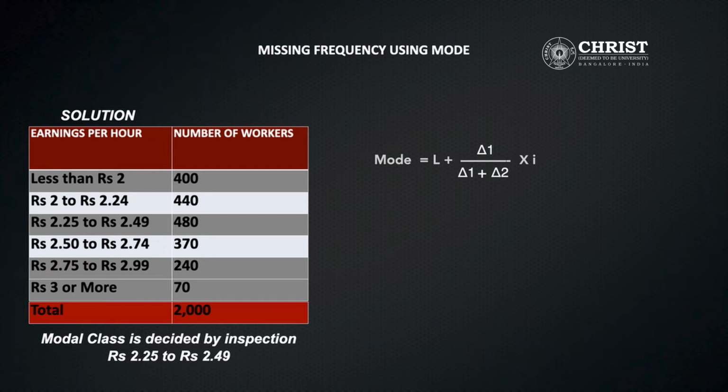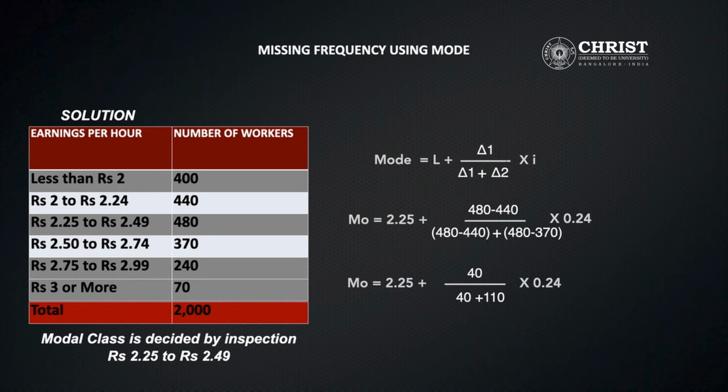Substituting the values in the equation, we get mode is equal to 2.25 plus (480 minus 440) divided by (480 minus 440 plus 480 minus 370) into 0.24. So mode is equal to 2.25 plus 40 divided by (40 plus 110) into 0.24. That is equal to 2.25 plus 0.064, that is equal to rupees 2.314.